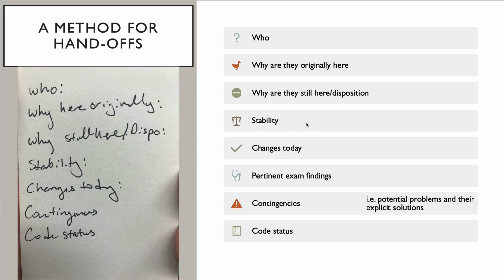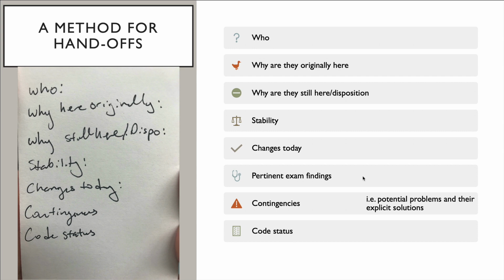You want to explicitly point out who is what is called a watcher or not, who's stable or not stable, what changes you made for each of your patients today, and the potential for pertinent exam findings. You don't have to read the physical exam for each one of your patients, but if you anticipate that a nurse might page them for something that is unusual, it's worth pointing out to night float.